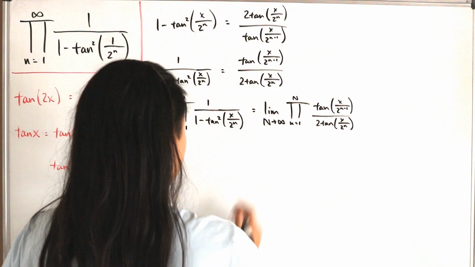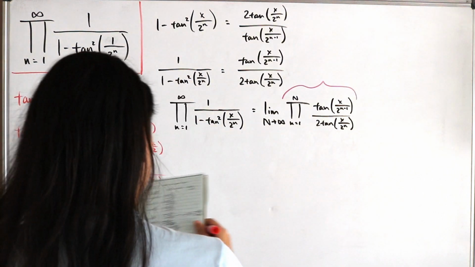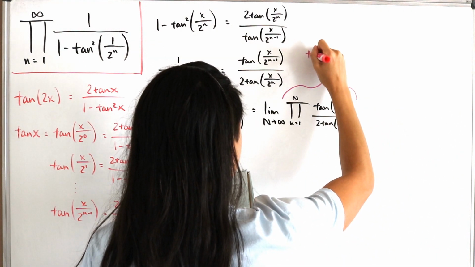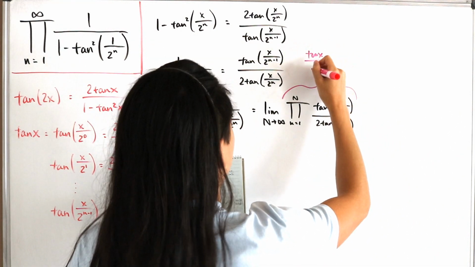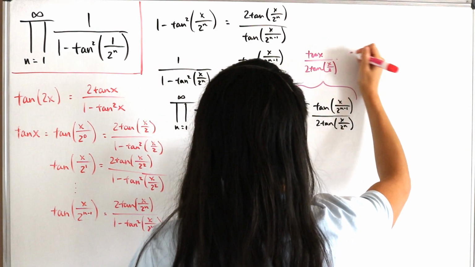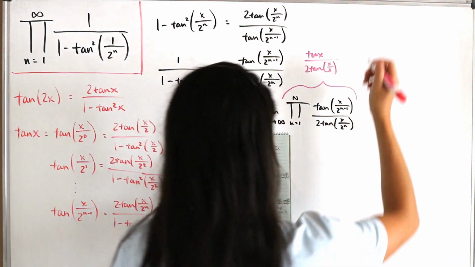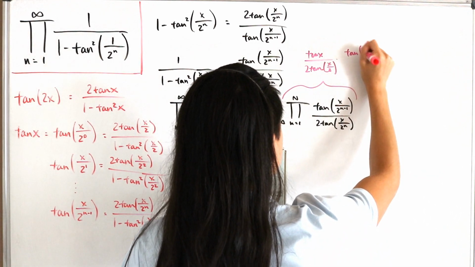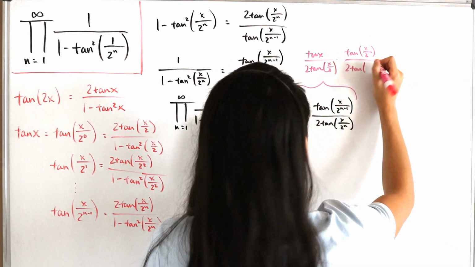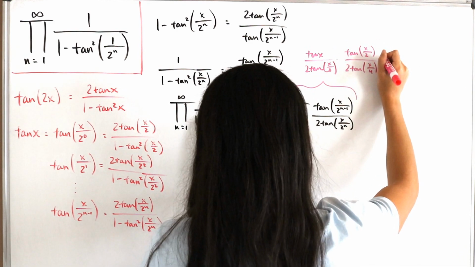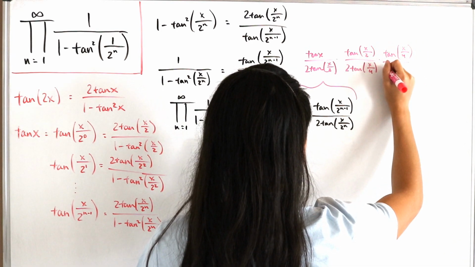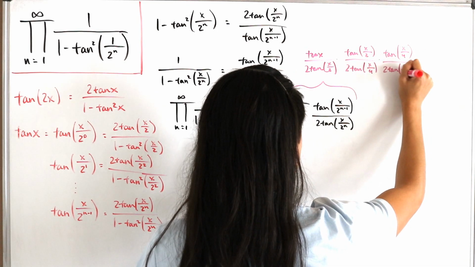Then let's expand the finite product series out. So let me denote this in a different color. So if I expand this finite series out, now if I do this for each term, I have tangent x, then we divide this by 2 times tangent of x divided by 2. Then we multiply, so that's the n equals 1. So now let's do the n equals 2. So tangent of x divided by 2, divided by 2 times tangent of x divided by 4. Now let's try another one: tangent of x divided by 4, and then divided by 2 times tangent of x divided by 8.